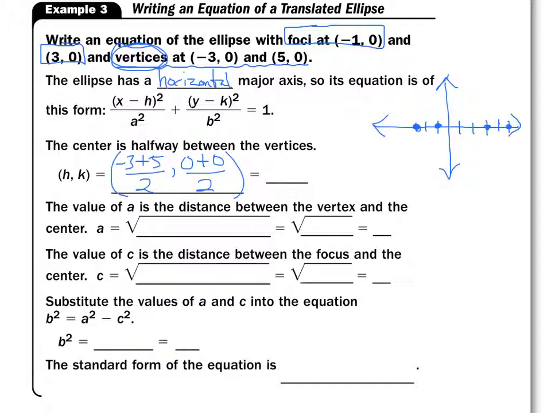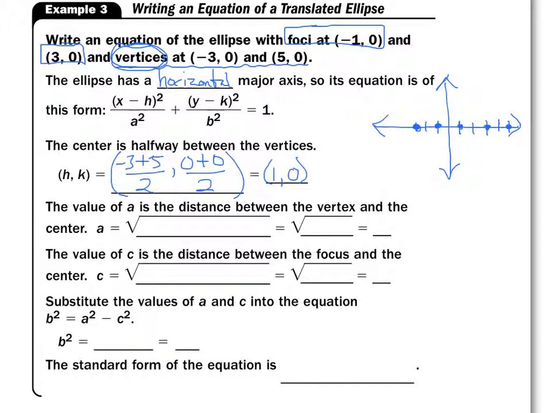Well, that'll be easy. Negative 3 plus 5 is 2. 2 over 2 is 1. And 0 plus 0 is 0. 0 divided by 2 is, of course, still 0. So 1 comma 0 is our center. And if we look on our graph and plot 1 comma 0, that makes sense. Right there in the middle.